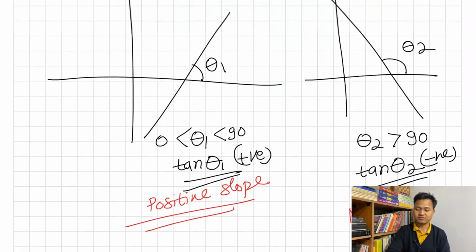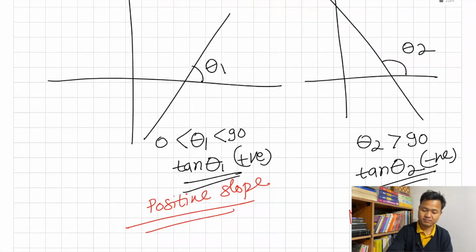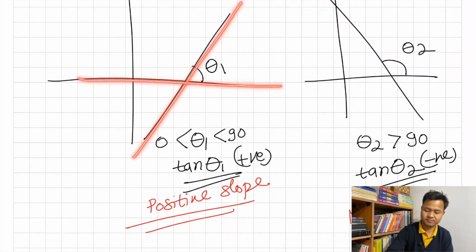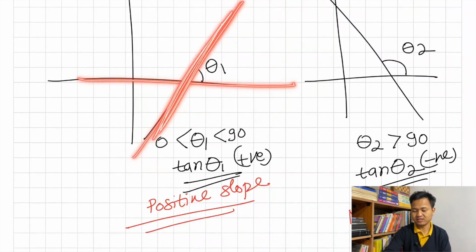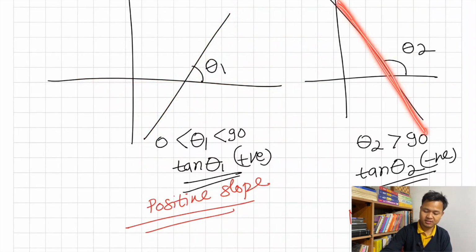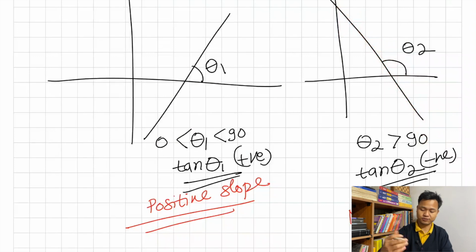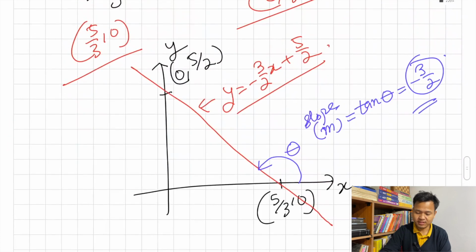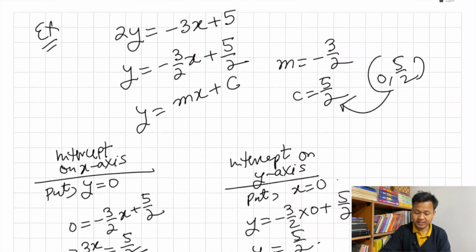Okay, so you can just look at the diagram. Whenever you have a straight line like this, then that is a positive slope. And if the straight line is tilted like this, then that is a negative slope. Okay, so this will become very important later on when you use it in graphs. Okay, so that is regarding the slopes. We have done how to draw the graphs of straight lines.